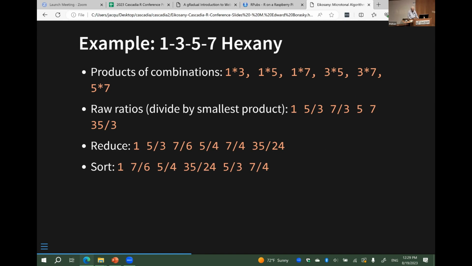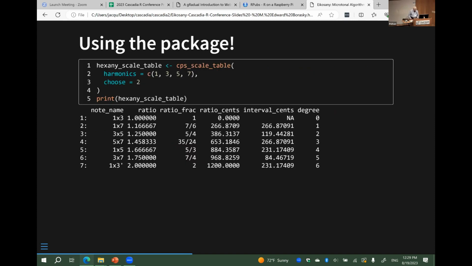Now let's ask the R package what they are. And there they are. This first column is the note name, and it's 1 times 3, 1 times 7, 3 times 5, 5 times 7, 1 times 5, 3 times 7, and 1 times 3 prime. The prime indicates it's the next octave up. And see, there's the ratio. And these are the numeric ratios. You see now the fractional ratios are just what I had on the previous slide. You can go back and check that.